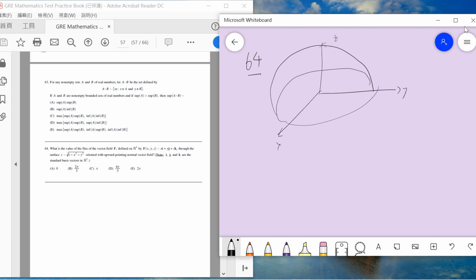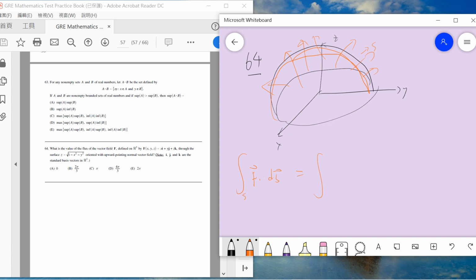And it asks about this flux. So basically you need to calculate the integral of F dot dS over S. You can change to polar coordinates, the brute force way to calculate the integral. Maybe we can do this.